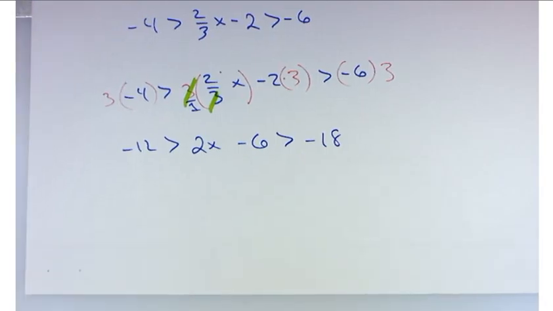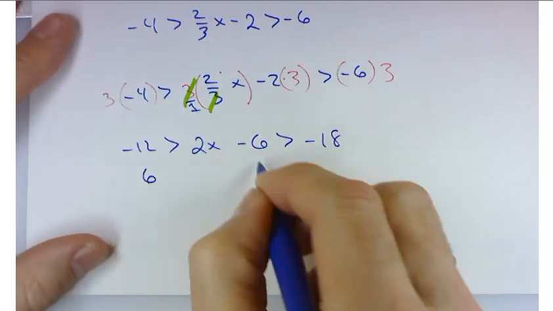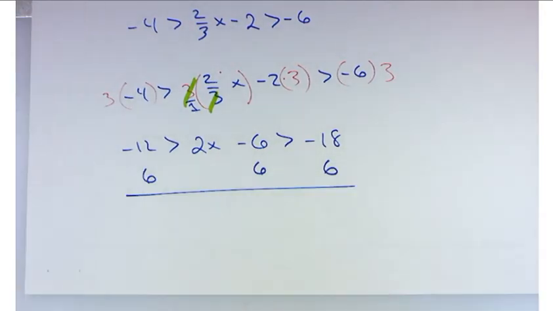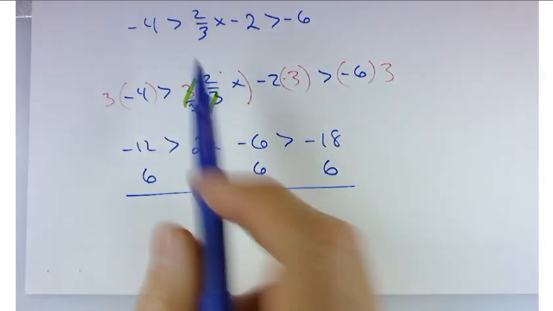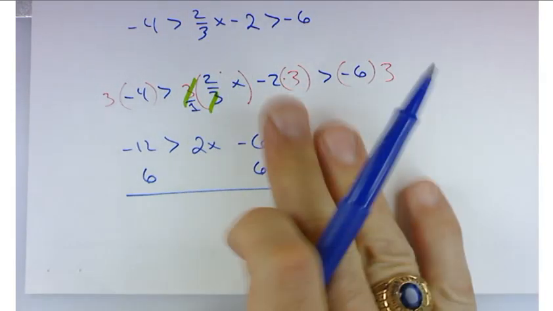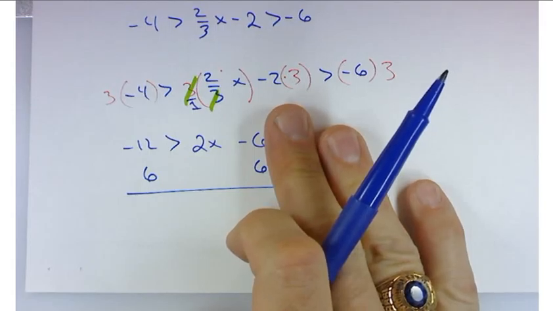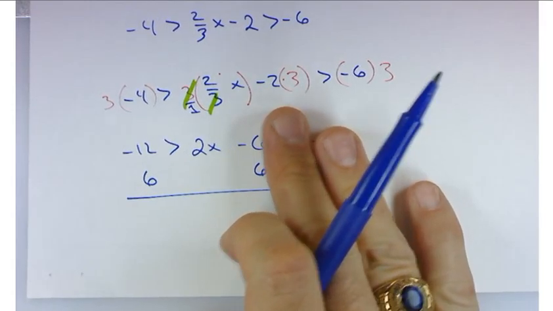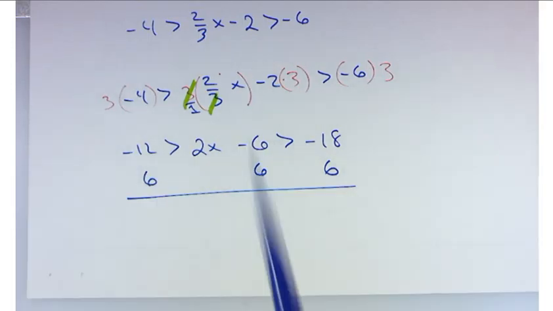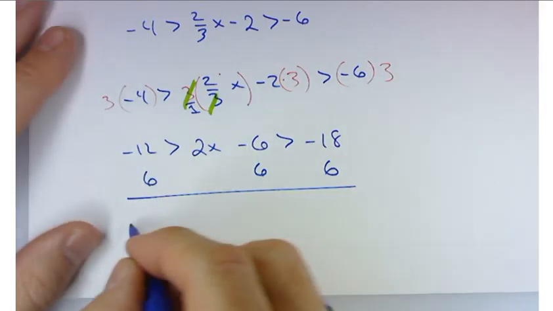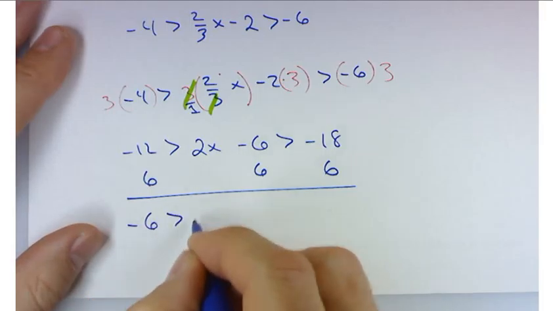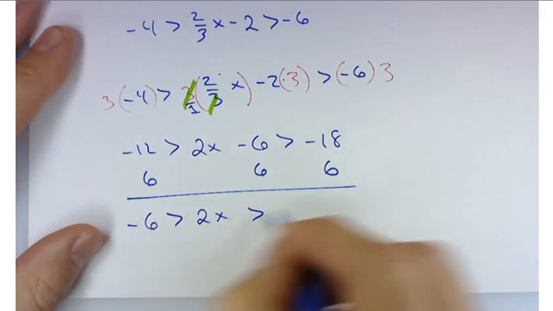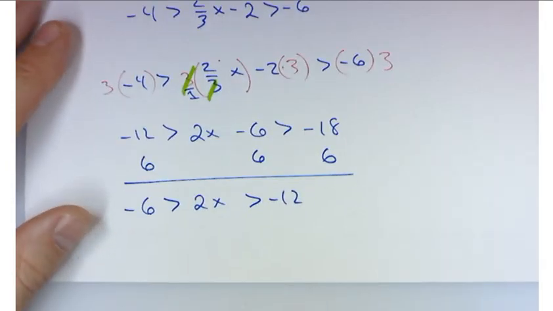Then what? Add 6 to all 3 parts of the inequality. One thing that happens a lot of times when I see students work is that what starts out as a double inequality somehow ends up as a single inequality. One of them just disappears. I don't know why, but it happens. If it starts out as a double inequality, it's going to finish as a double inequality. When I finish this up, I get negative 6 is greater than 2x is greater than negative 12. Almost done.